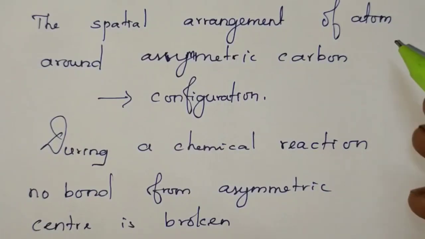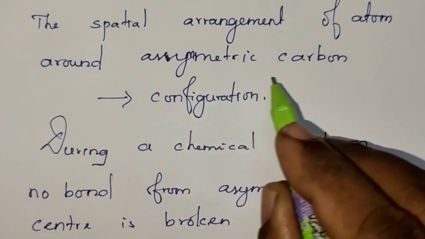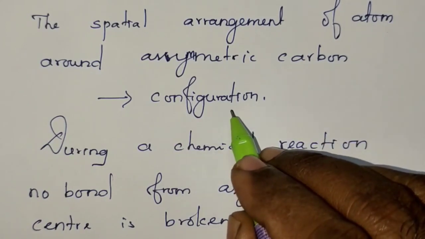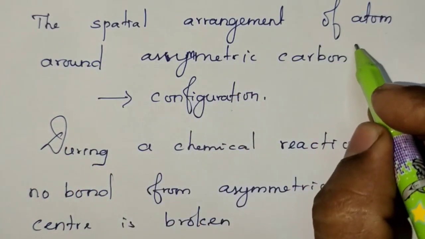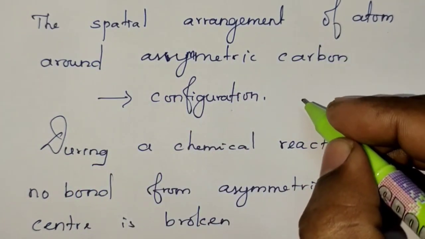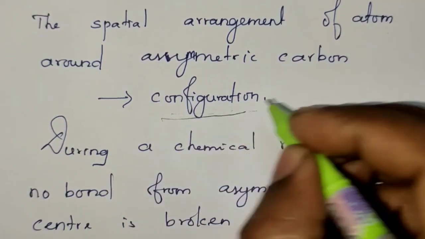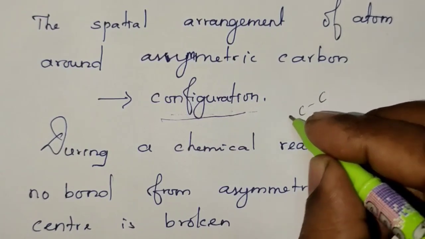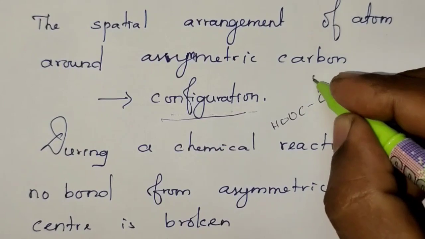The spatial arrangement of atoms around the asymmetric carbon atom is called configuration. The spatial arrangement of atoms around the asymmetric center, we call it configuration. For example, if you take the configuration of lactic acid, this is the configuration of lactic acid.